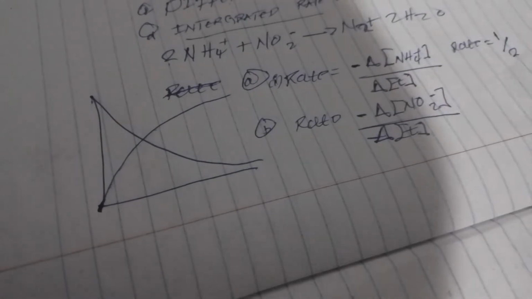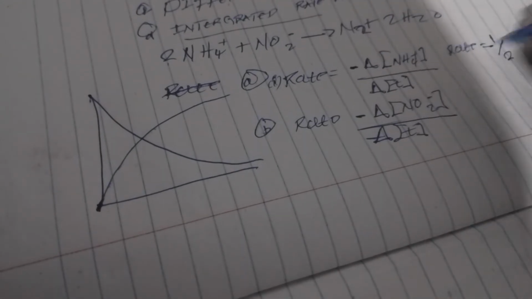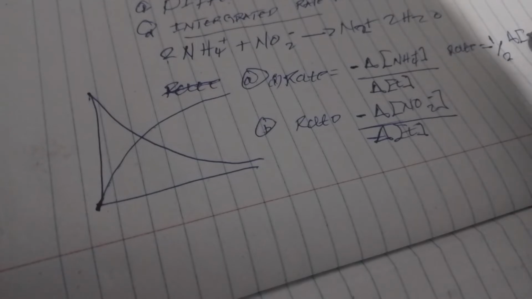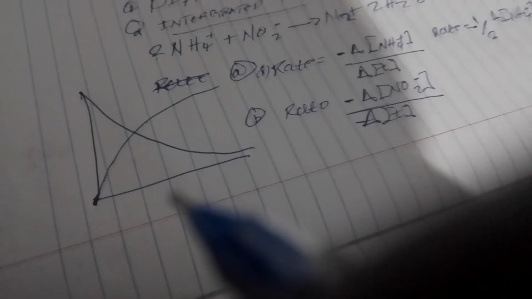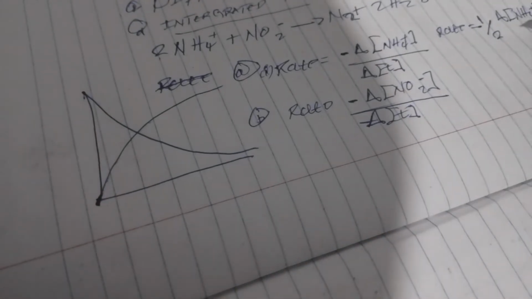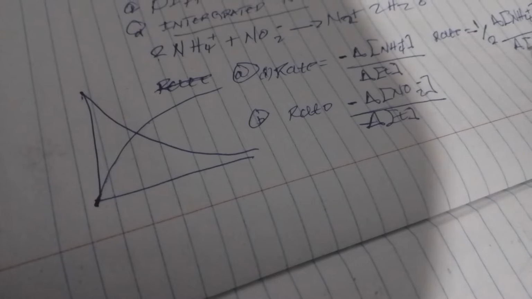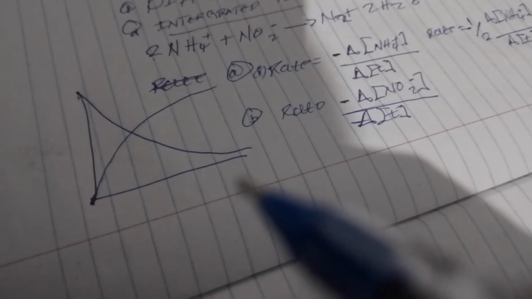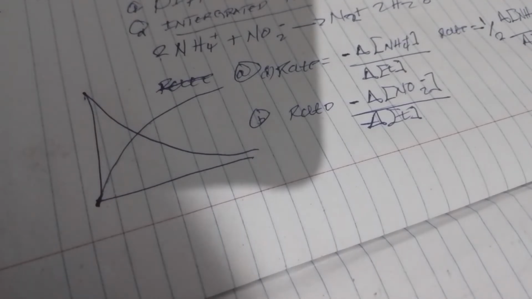Then negative, we maintain 1 and the same, because that's a reactant: the change in the reactant, which is ammonium, divided by the change in time. That was just one example. Not only the integrated law and differential law, the most important thing we can value is the reactant, because without the reactant we do not have anything.